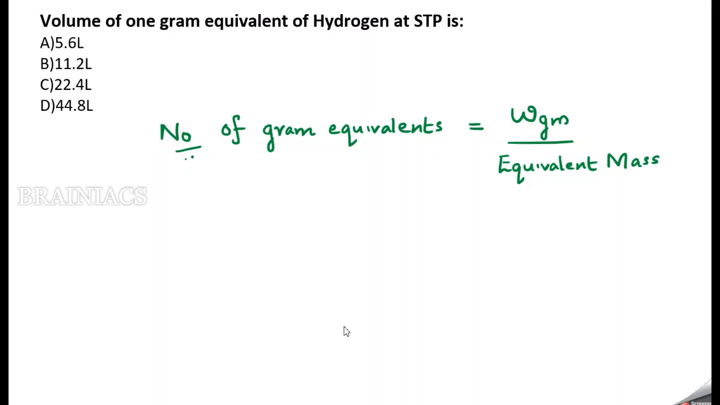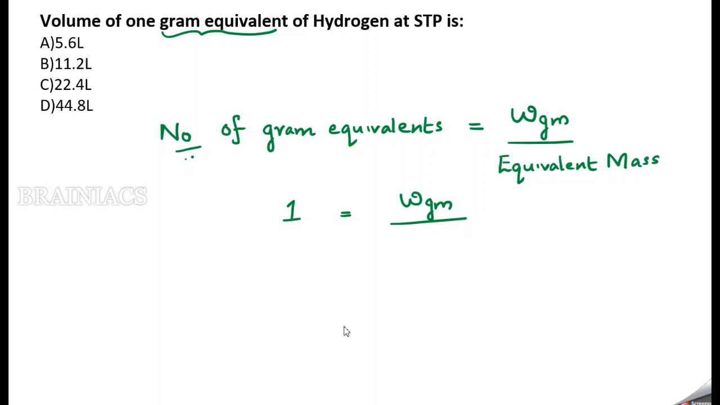They have given you the number of gram equivalent. How much gram equivalent are they speaking about? They are speaking about 1 gram equivalent. So number of gram equivalents is equal to what? 1. Correct. So I can substitute here 1. Have you been given the weight in gram? No, they didn't give that. So weight in gram of that particular element.